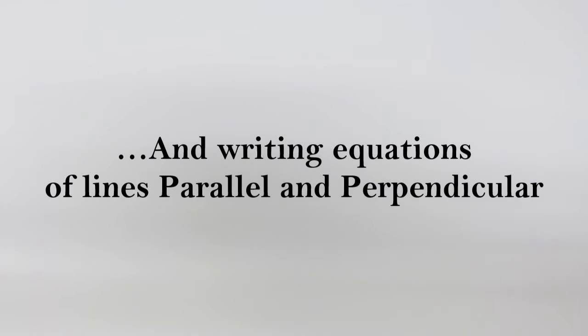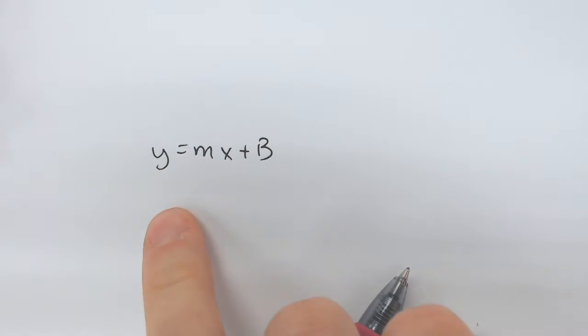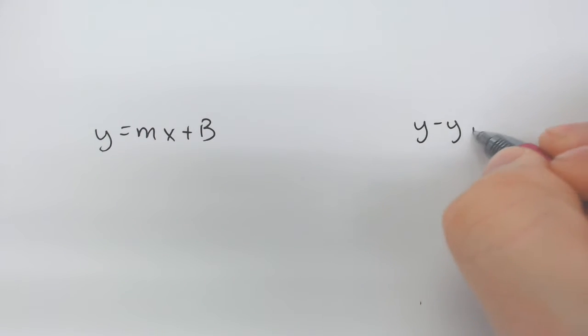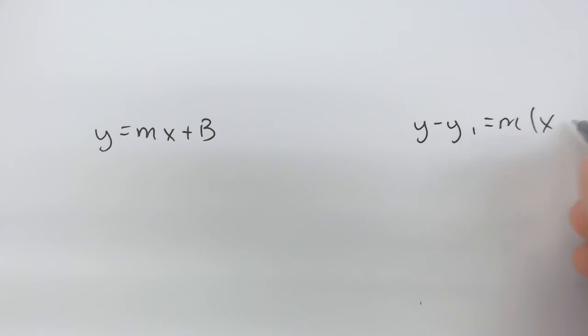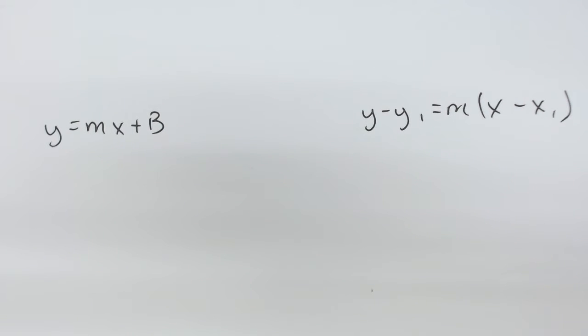Today, we're going to be finding out how to write an equation of a line. There are two formulas that you can use to your advantage. One of them is y equals mx plus b, and the other one is y minus y1 equals m parentheses x minus x1. Now, both of these have their own benefits.